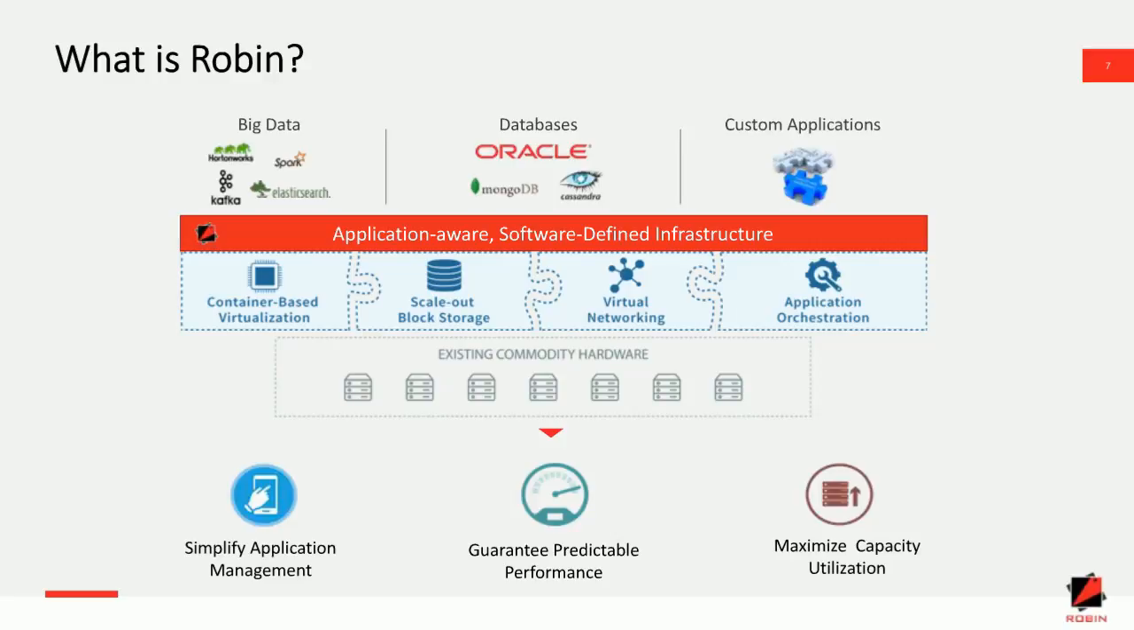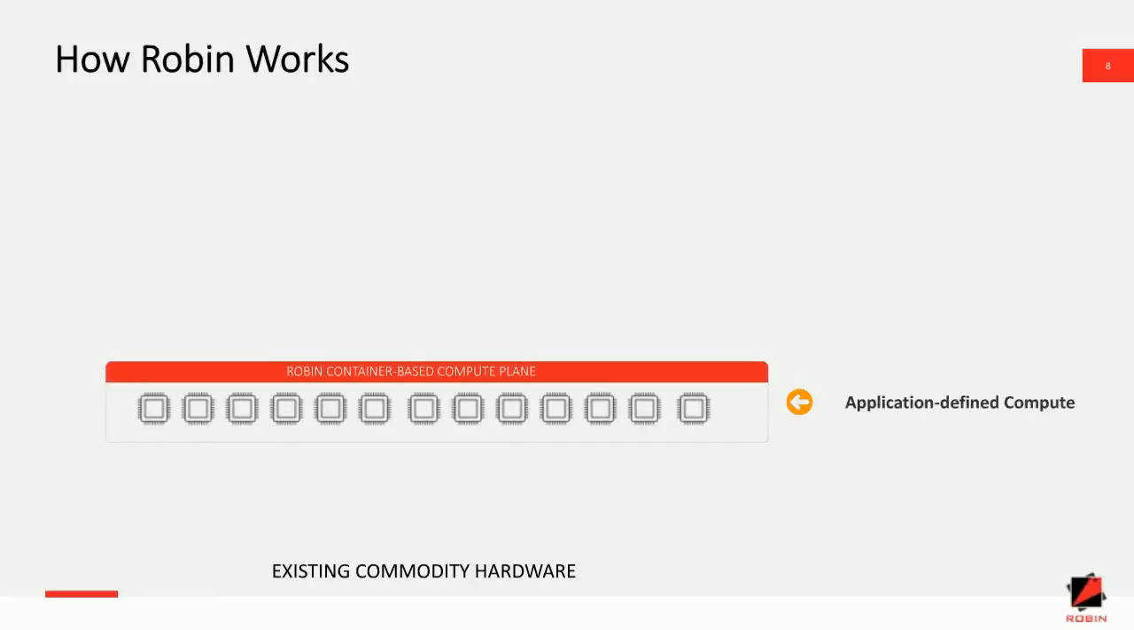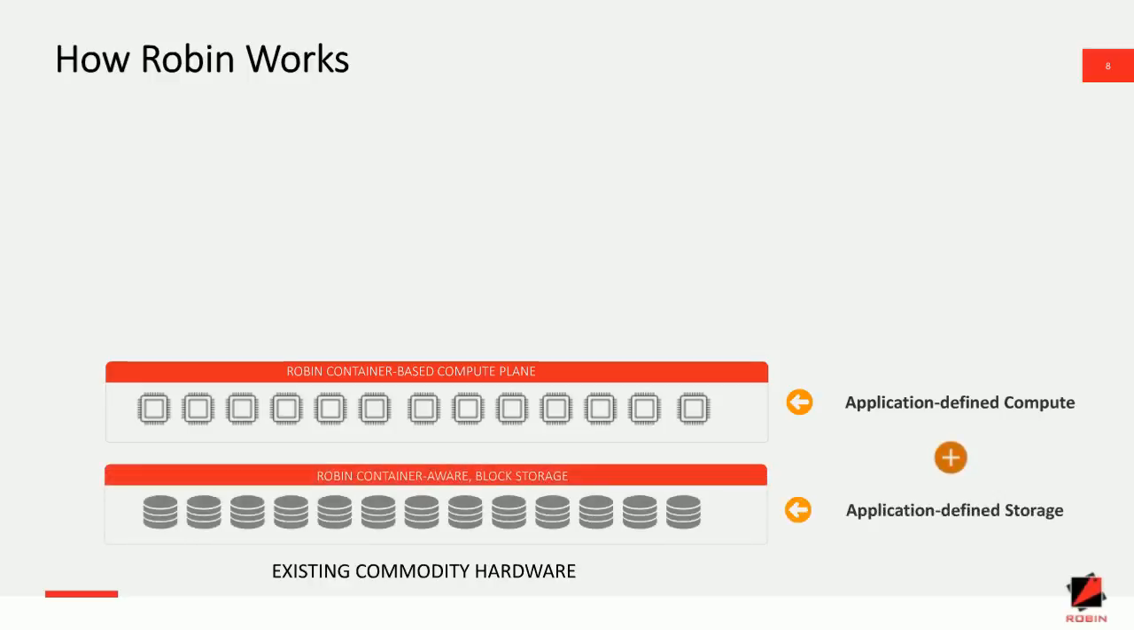So simplify application management, guarantee performance. If you have ever tried to consolidate your environments, you need performance guarantees. And the third is, how do you improve utilization of your current infrastructure? All right, so let's kind of peel the onion and see what's under the covers here. So let's say you have your existing commodity hardware, and the hardware has some supported Linux operating system running on it. So you come in and you deploy the Robin binary, and what you get with this Robin binary is a container-based compute plane, a container-aware block storage plane.